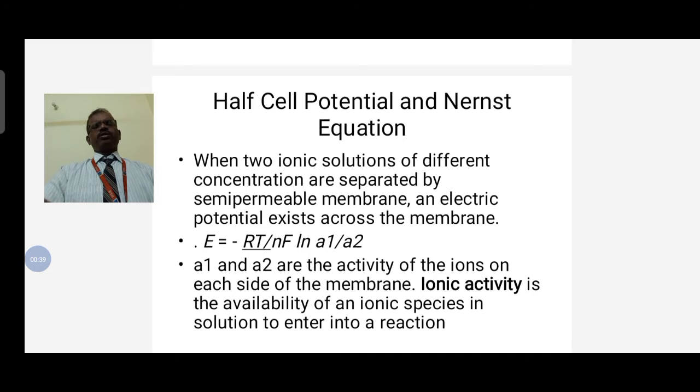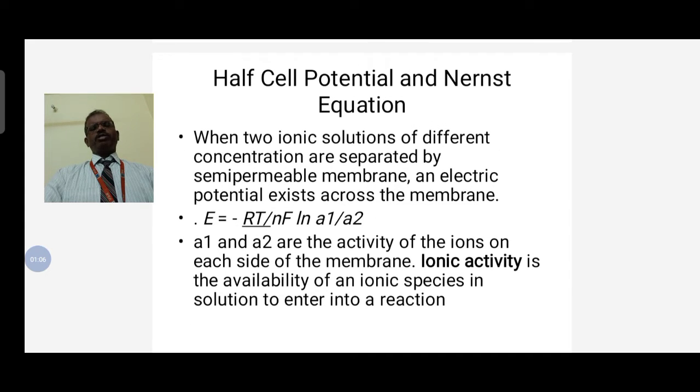Now in this class I will discuss the offset potential and the Nernst equation. When two ionic solutions of different concentration are separated by semi-permeable membranes, an electric potential exists across the cell membrane. This is given by the Nernst equation, E equal to minus RT by NF ln A1 by A2. What is meant by A1 and A2? They are the activities of the ions on each side of the cell membrane.